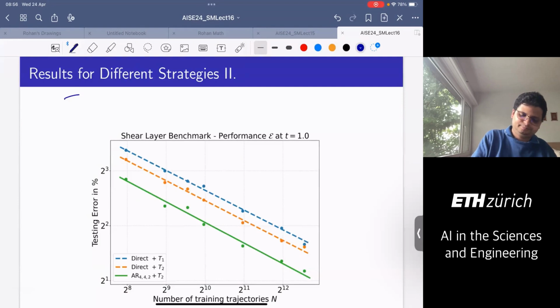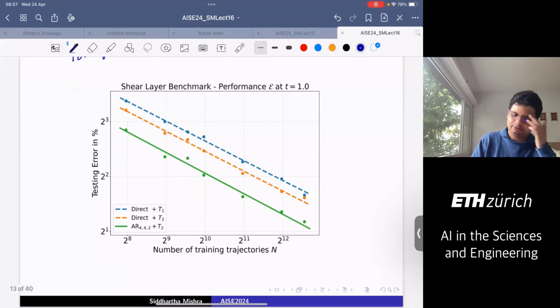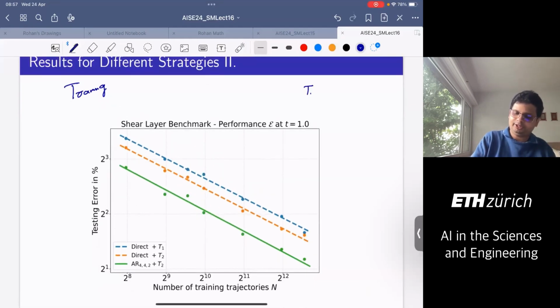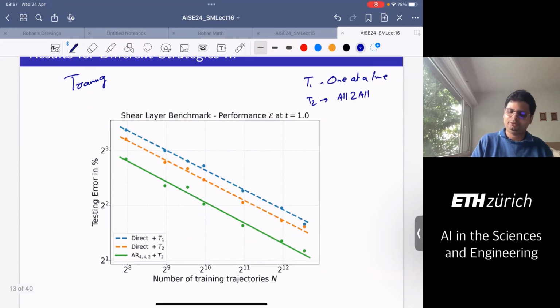So these are training. Okay, so remember that, T1 is one at a time, and T2 is all to all. And as you can see, there are different inference strategies. So T1 and T2 are represented here. As you can see that there is a consistent gain because you simply have more data. So with the all to all, you get a big gain, or not a big gain, but a gain nevertheless, right? As you can see, for the same number of training trajectories, one is consistently better than the other.